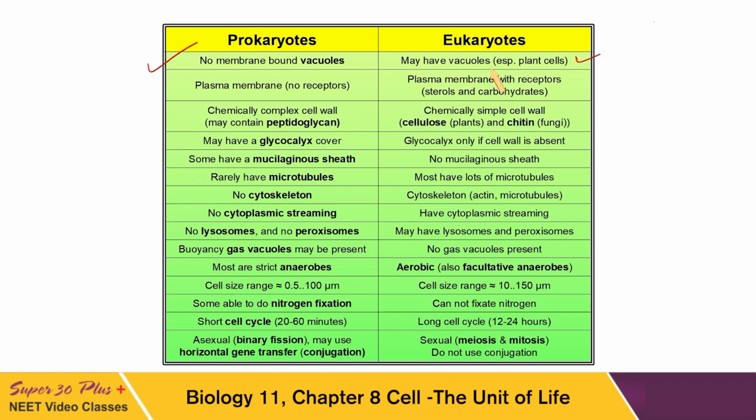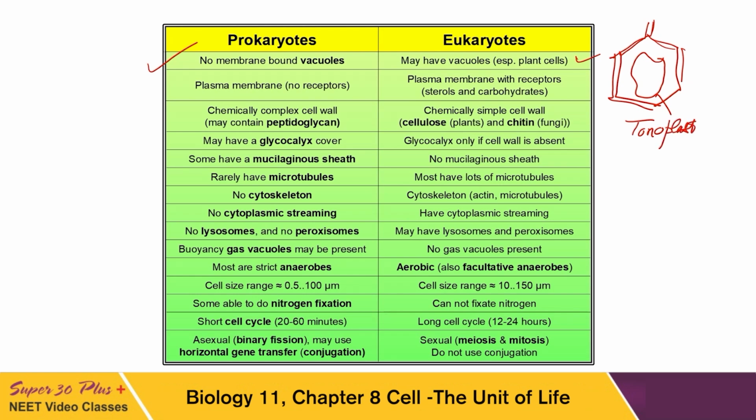This is the plant cell I'm going to make here. In this plant cell, this is the cell wall, and here we have a large central vacuole, known as the vacuole, and the membrane of the vacuole is known as the tonoplast.